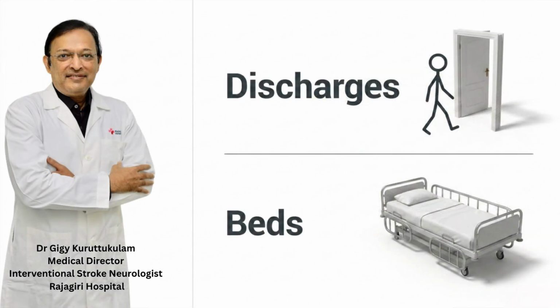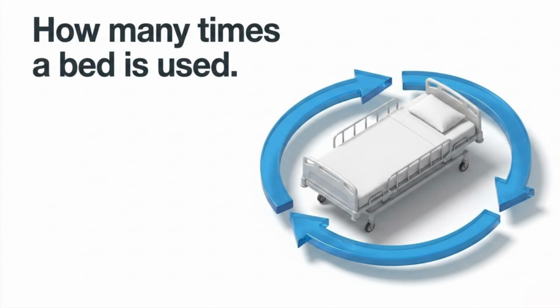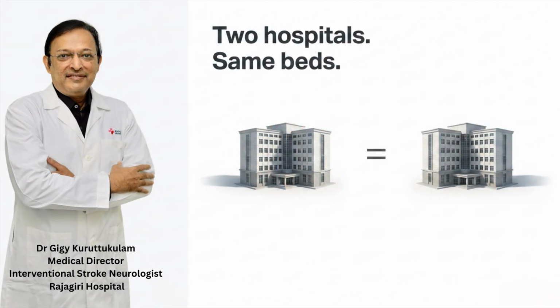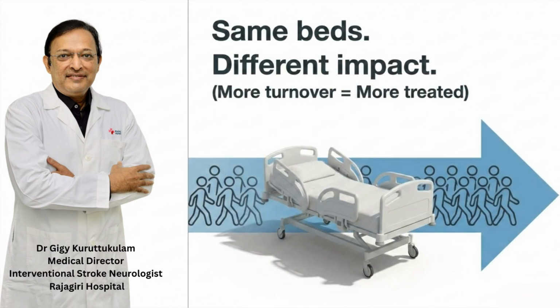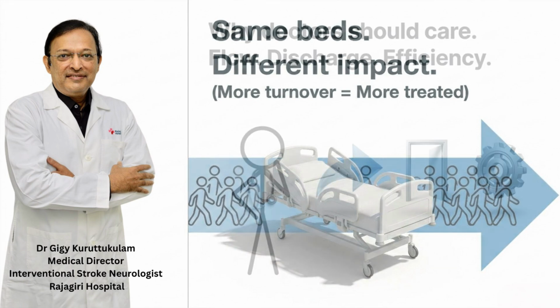Bed turnover rate is simply number of discharges divided by number of beds over a period. In simple terms, how many times one bed gets used. Now imagine two hospitals. Both have 100 beds. In one hospital, each bed treats 2 patients in a week. In another, each bed treats 5 patients in the same time. Same infrastructure, same number of beds, but completely different impact. The second hospital is not just busier, it is more productive.